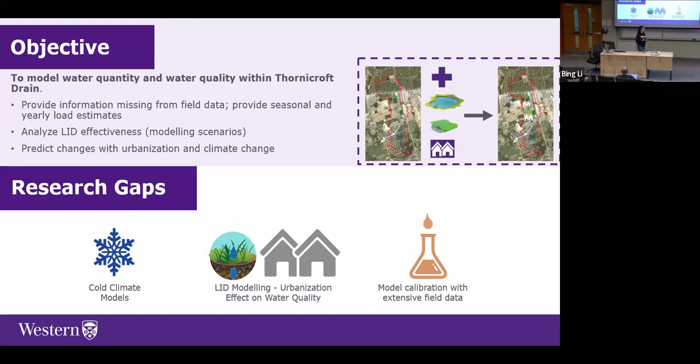This addresses a few research gaps. One is that there are not too many cold climate models, partly because it's hard to get field data from the winter season, and we've been able to collect some field data for that. There are also not too many studies conducting LID modeling at a watershed scale, and then also looking at the effect of urbanization, specifically on water quality and phosphorus loads. And there haven't been too many studies that do model calibration with extensive field data. A lot of studies use a few events or design storms. So we have a lot of field data to be able to reduce uncertainty in this model.